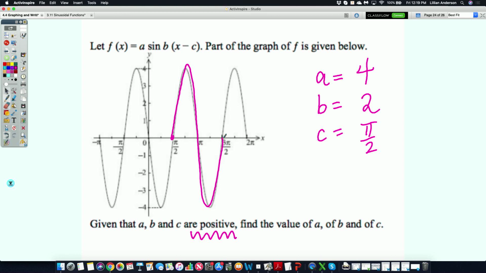Questions on writing the equations of circular functions or graphing them? Yes. So on this one, C couldn't have been pi, because then it would have started here and gone down, which would have made A negative and A had to be positive. But technically, if you didn't have the restrictions of them being positive, you could have done it, right? Yes. If you did not have the restriction on A, B, and C, then you could have done a couple of things that I heard you all say. Other questions?